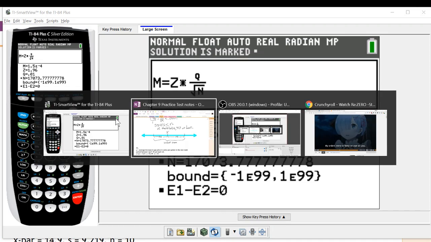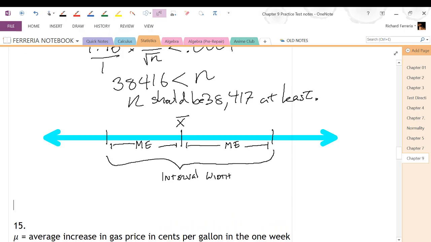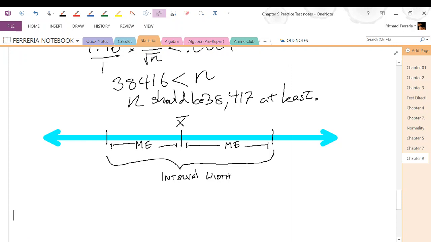Okay, let's move on then. What are we on? Number 4, right? Number 4 says the weights of 4 men have a mean of 175 pounds with a standard deviation of 15. What is the standard error of the mean?